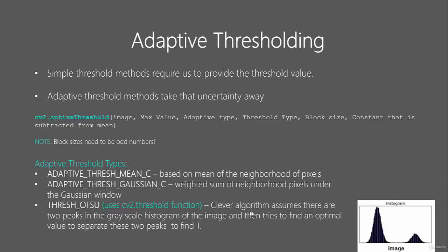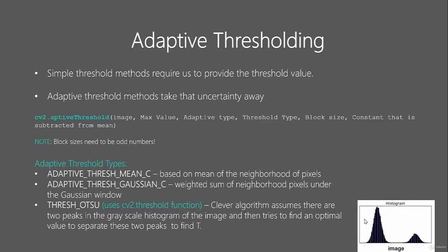What Otsu does is it looks at a histogram of the range of intensities in the image here, and it tries to find the peaks or the modes of the histogram, and then it finds a value that separates these two histograms, the best value that can separate them. That way you actually get the best thresholding value here.